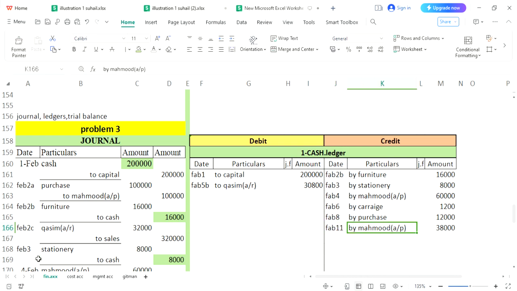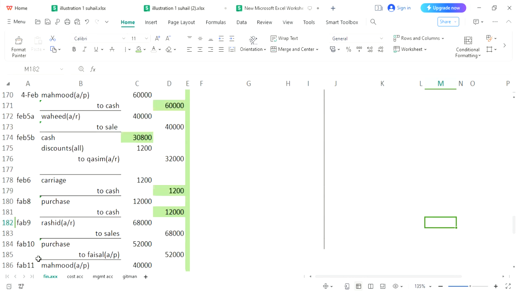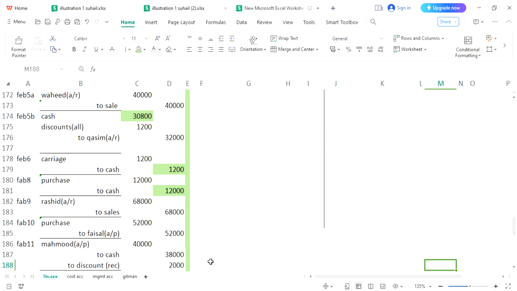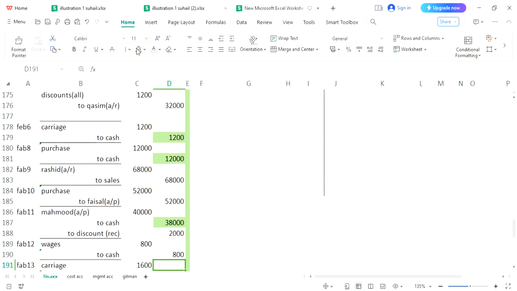Date is mentioned. Reference is mentioned. 38,000 has been posted. So you can put 38,000 as completed entry. Mark it as it has been done. 38,000 is completed. Let's go further.